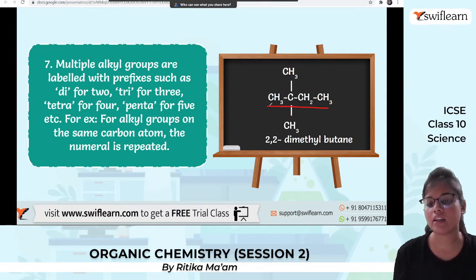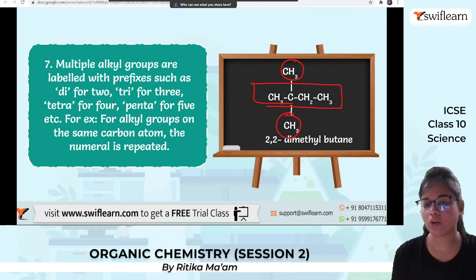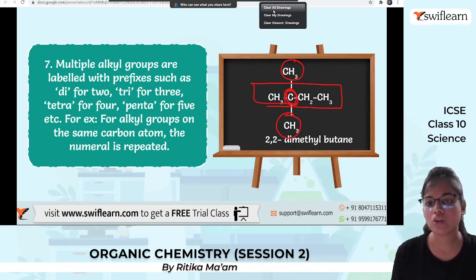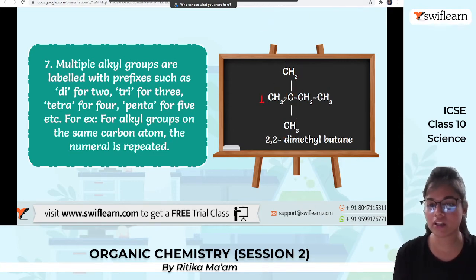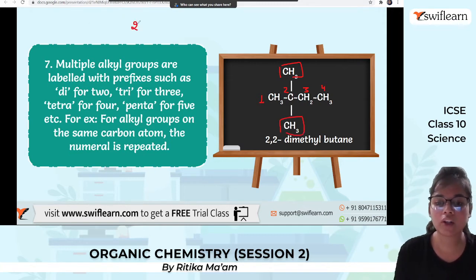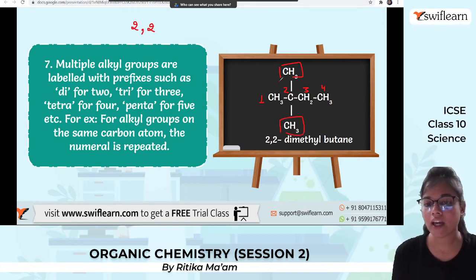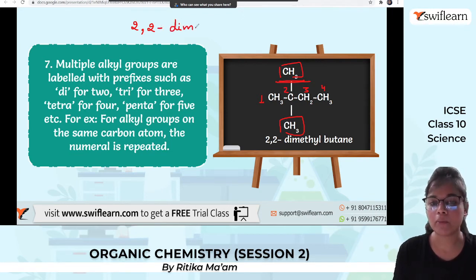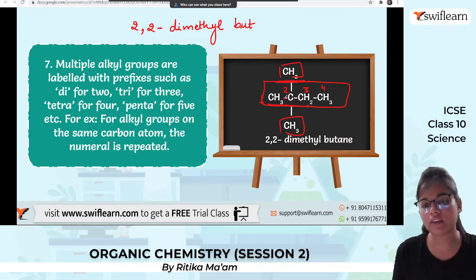For example, see here, we are having one methyl group and another methyl group on the same carbon atom. So we will be starting numbering from here, obviously 1, 2, 3 and 4. Now we are having 2 methyl groups, so we will be writing 2 two times. Since we are having 2 methyl groups, we will write di, methyl, and how many carbon atoms are we having? 4, so 4 goes for but, and since there is a single bond everywhere, it will be butane.